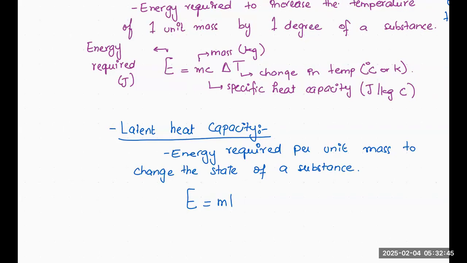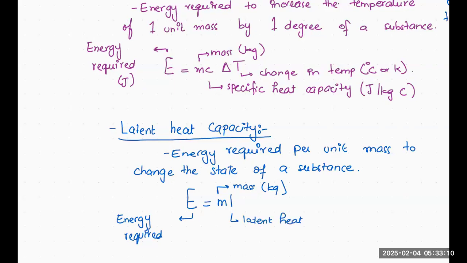So E, of course, stands for energy required in joules, or this can also be in kilojoules, by the way. M stands for mass in kilograms. And L stands for latent heat capacity, and this is normally in joules per kilogram.